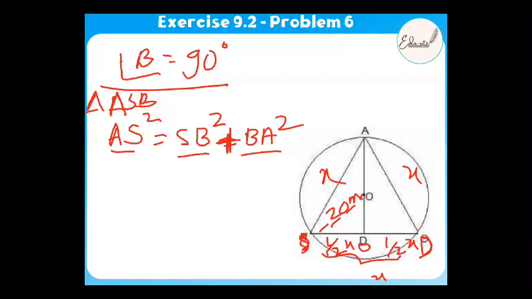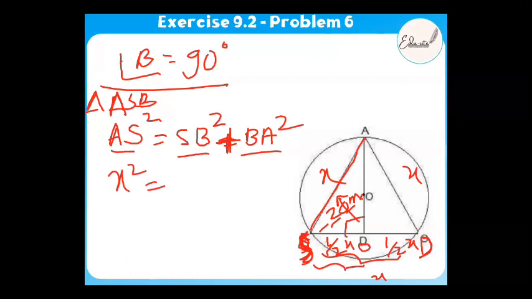I cannot hear any response from you. This is the hypotenuse, right? This is 90 degrees. The side opposite to 90 degrees is called the hypotenuse. AS square is nothing but X square, right? Yes, X square. What is SB square?